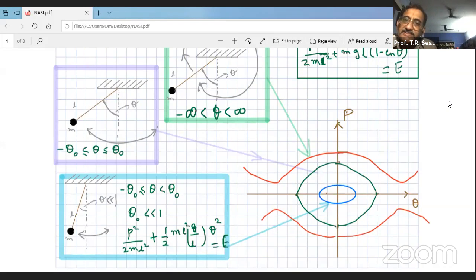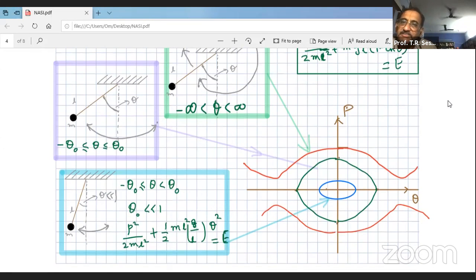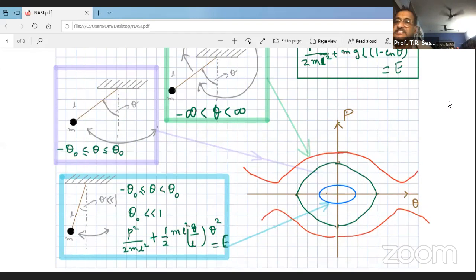where the energy given to the pendulum is not so large that it can go around in circles. At the same time, it is not so small that it can be approximated as a small oscillation. And that is shown by the phase space diagram, which I have shown in green. And it is that purple or violet box which I have shown.